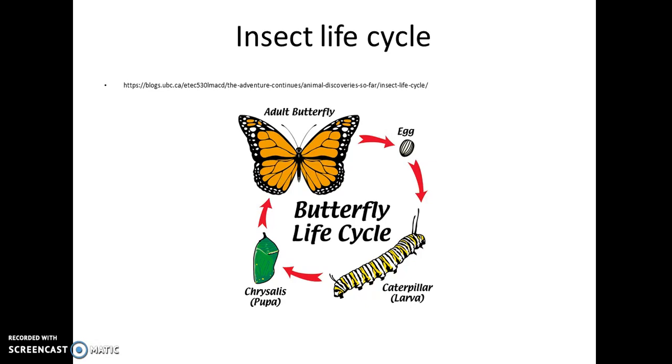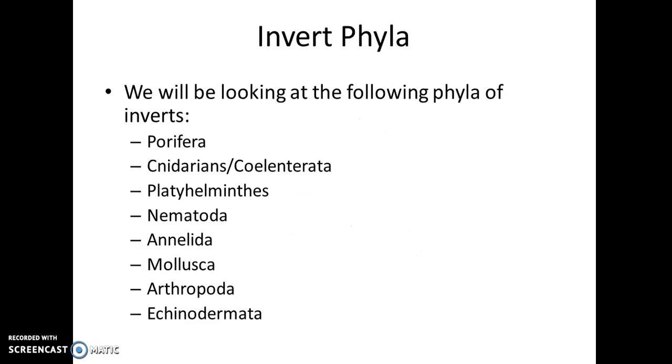So we are going to talk about invertebrates first, and we are going to look at the following phyla, starting with Porifera, cnidarians, which might also be called coelenterates or Coelenterata, platyhelminths, which are flatworms, nematoda, which are roundworms, annelids, which are segmented worms, mollusks, arthropods, and echinoderms. Or as a friend of mine used to say, echinoderms, but no, I like echinoderms better.